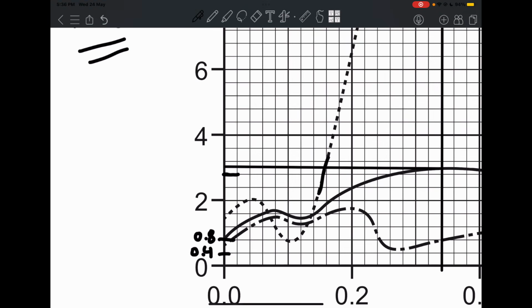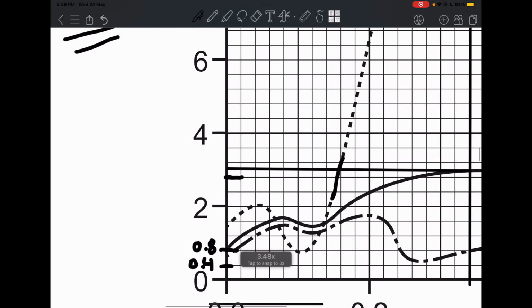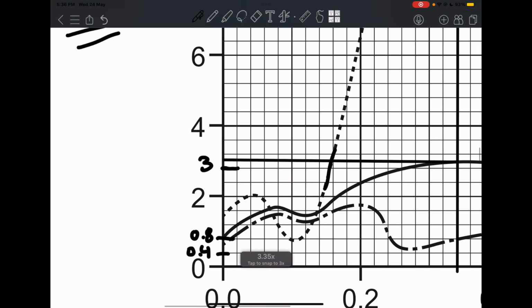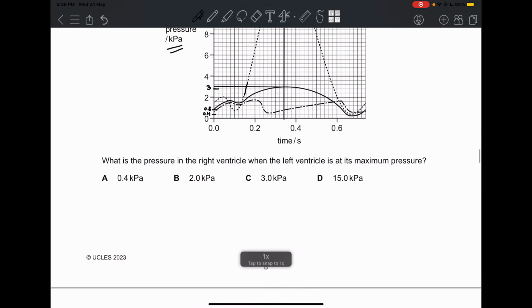This is 0.8. So over here it's around 3 kilopascal. It's exactly right in the middle between the 2 and the 4, after the 2.8. So this is 3 kilopascal, so our answer is going to be C.